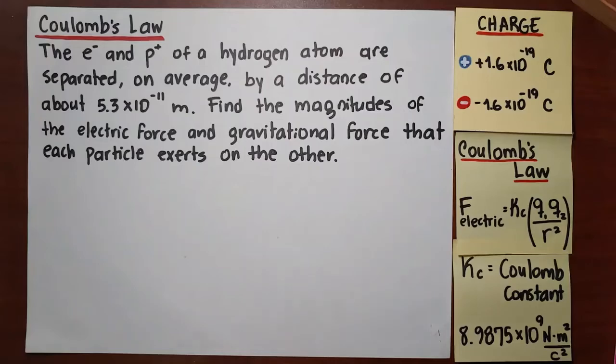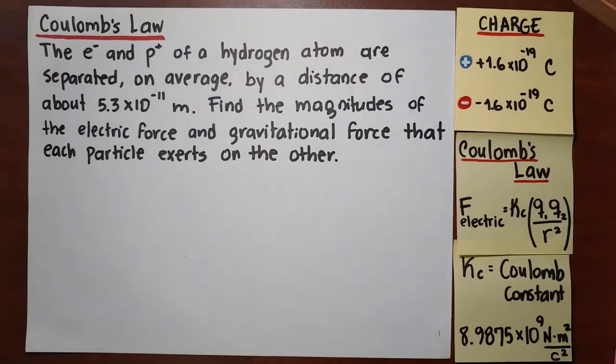Okay, guys. For what you have seen so far in Coulomb's law, we have this equation. This equation allowed us to calculate the electric force. Electric force equals Kc, charge of particle 1 times the charge of particle 2, divided by the distance between the two objects, raised to the second power. Now, the Kc means Coulomb constant, and is equal to this number, and these are the units.